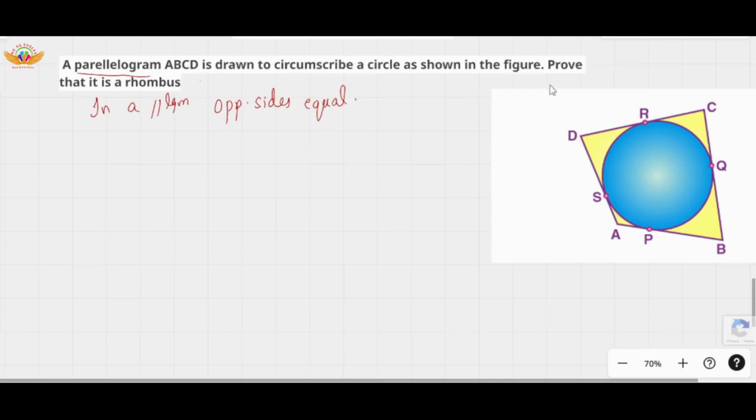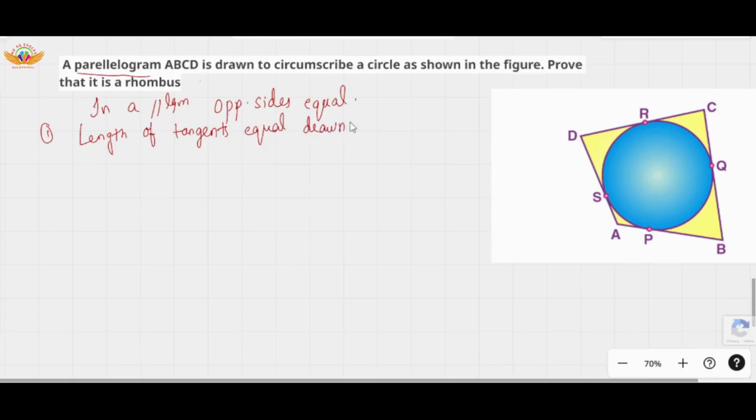And they are asking that, so a circle has been inscribed and now we have to prove that it is a rhombus. Okay, same thing. We know only one theorem, and that one theorem we are going to apply. That is, the lengths of the tangents are equal when they are drawn from an external point.